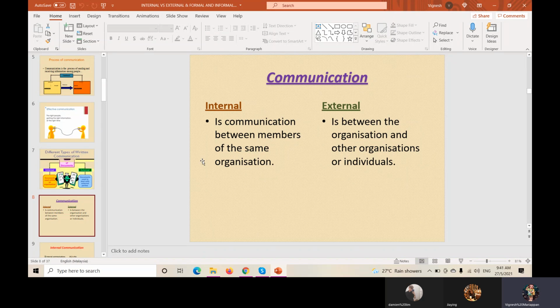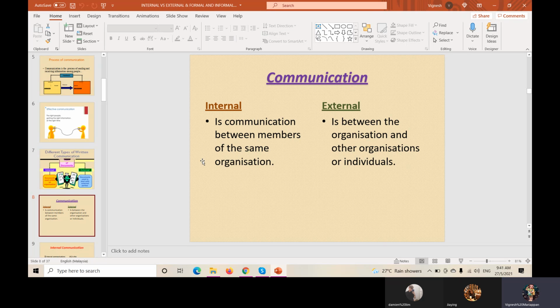Let's say the question asks what are the types of communication, so you can explain the internal and also the external. For internal communication, you are communicating with the members in the same organization. So that's why I said internal is the communication occurring inside the organization, within an organization, not going outside of the organization. Understand or not? This one we call an internal organization.